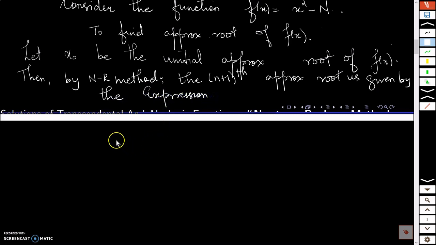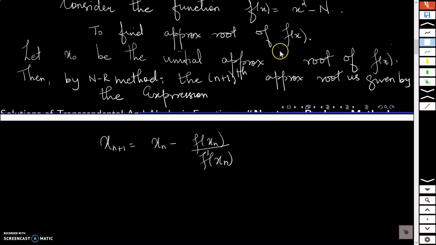I will write it down here. Sorry, I have used x, so let me stick to x. So xn plus 1 will be equal to xn minus f of xn upon f dash of xn. This is what we learned in Newton-Raphson method. Right? So f dash of xn is the derivative of the function at the point xn.